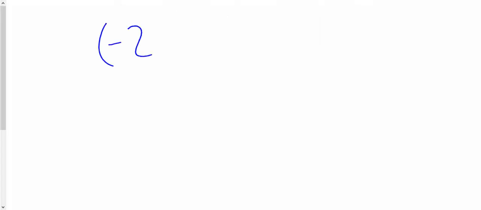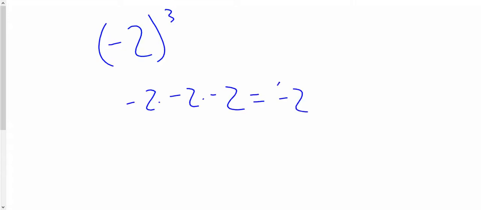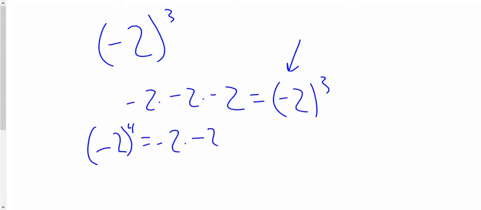Now, had it been negative 2 to an odd power, let's just say it's negative 2 to the third. Negative 2 times negative 2 times negative 2. This would be negative 2 to the third, and you need that negative sign there because the answer is going to end up being a negative. But negative 2 to an even power, these are going to multiply to a positive, and those are going to multiply to a positive, so you have 2 to the fourth. So just kind of keep that in mind.